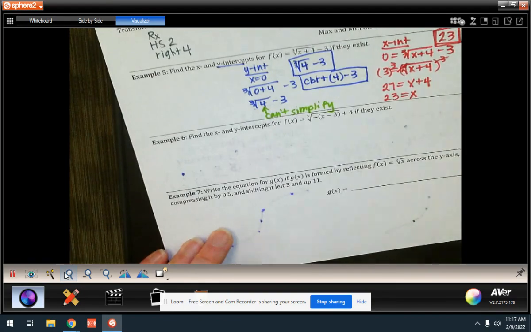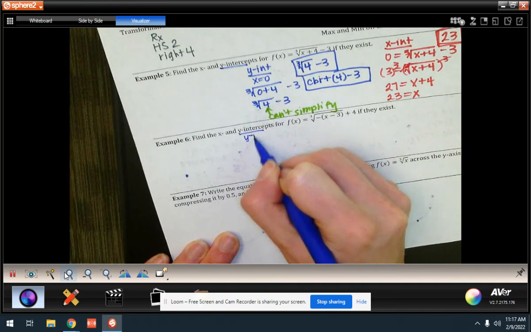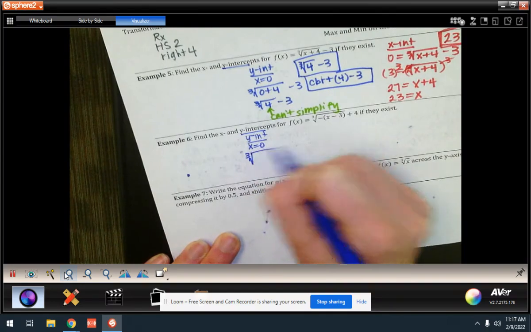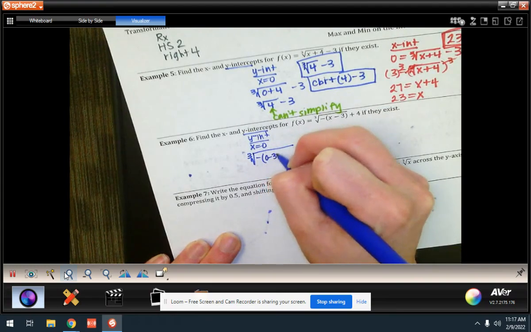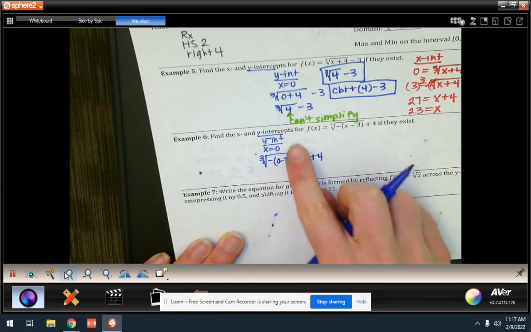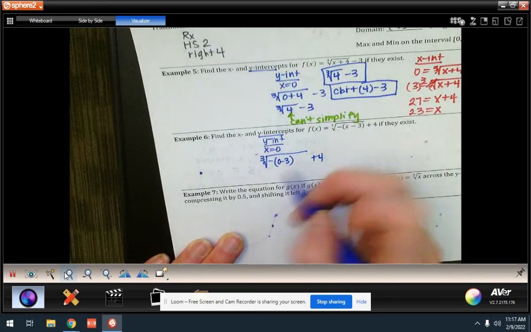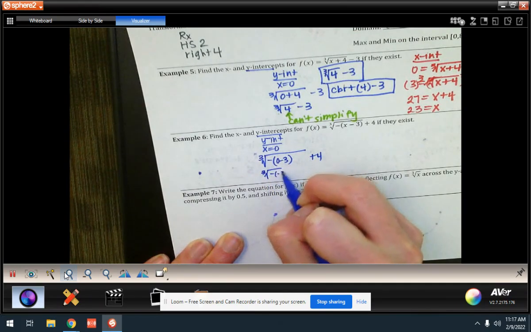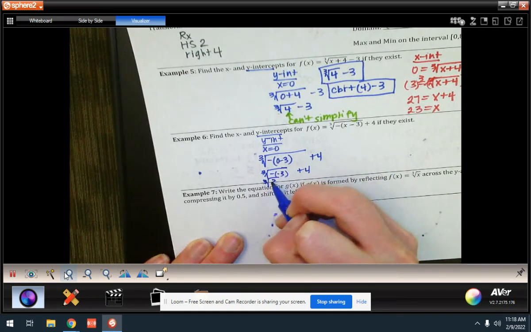All right. Example 6, starting with the y-int. X is 0. So that gives me the cube root, negative parenthesis, 0 minus 3 parenthesis, and then a plus 4 outside the radical. That was unnecessarily large. Make sure he doesn't get trapped under the radical. Okay, and so that ends up being cube root of negative 3 under the radical. And we know negative 3 is just 3.